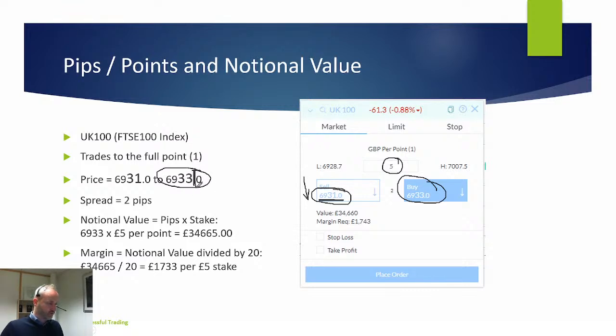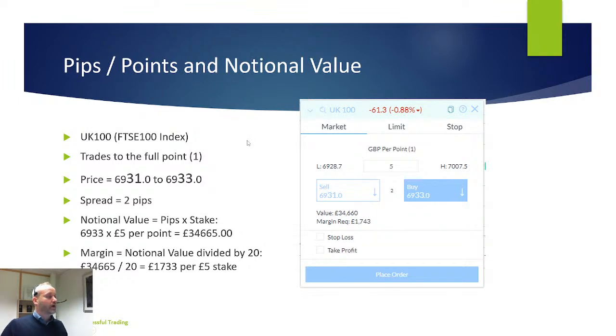Okay, so there's your cutoff. Anything after the pips, this trades to the full point. So 69.33, you can see that from the increased font and so on, and you can check the information on your broker anyway. Effectively, what this means is 69.33 times by £5 per point, so £34,665 position. Indices trade at 20 to 1, which is a 5% margin requirement. So 34,665 divided by 20, £1,733 required. Simple. Okay. Again, if you want to take any screenshots, just take photos with your phone. That's fine.